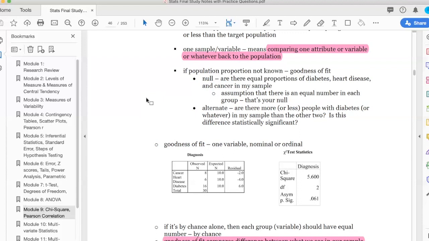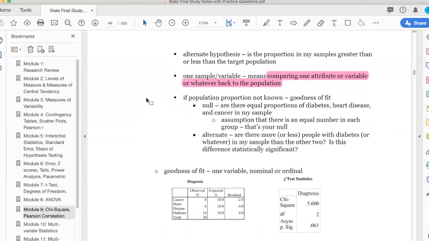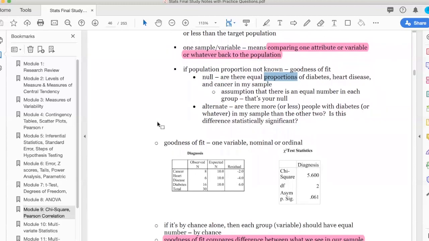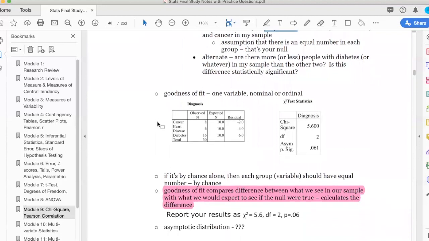Again, that's only how you do goodness of fit if you're not aware of the proportions out in the real world, which I'm not sure will ever come up, but just in case. And then your alternate would be that it's uneven. More people have diabetes than have cancer, or you have 20 people with diabetes and 2 people with cancer. And in that case, you want to know if it's statistically significant.